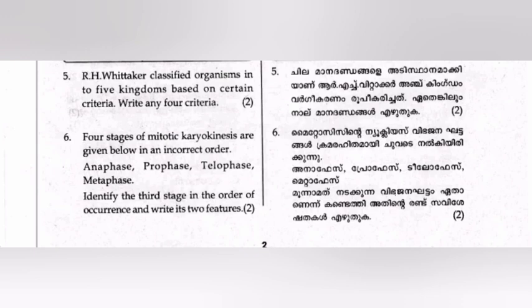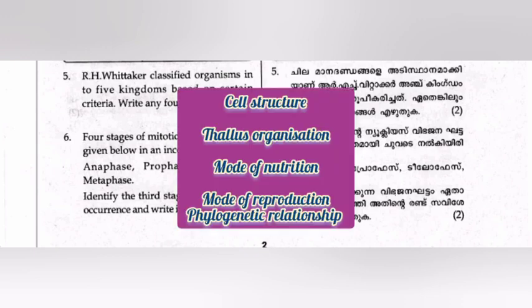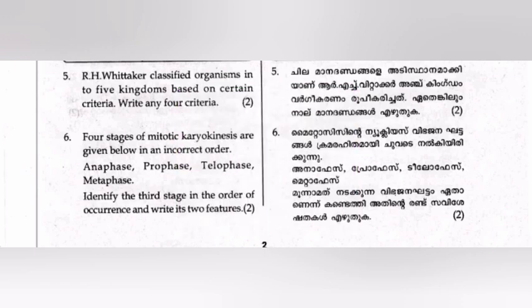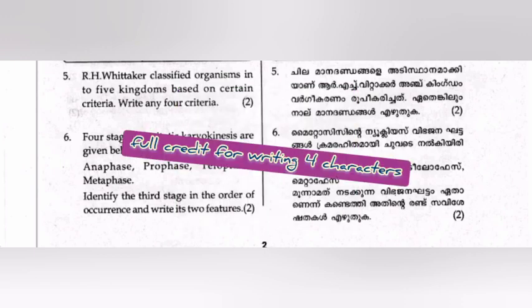5. R.H. Whittaker classified organisms into 5 kingdoms based on certain criteria. Write any 4 criteria. Answer: Cell structure, thallus organization, mode of nutrition, mode of reproduction, phylogenetic relationship. Full credit for writing 4 characters.